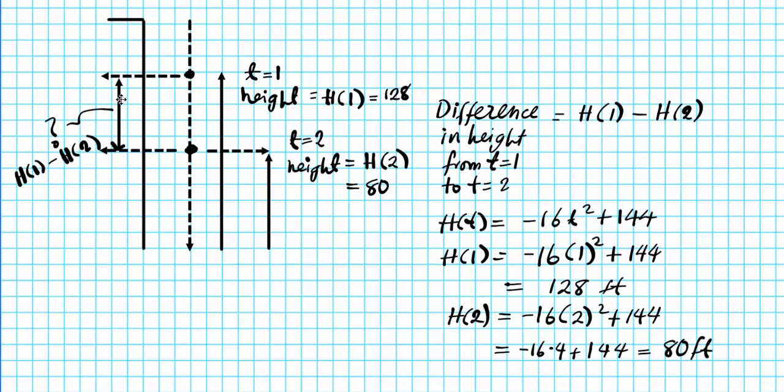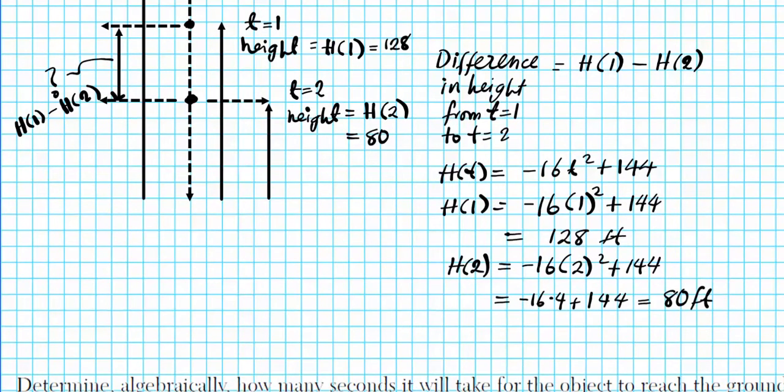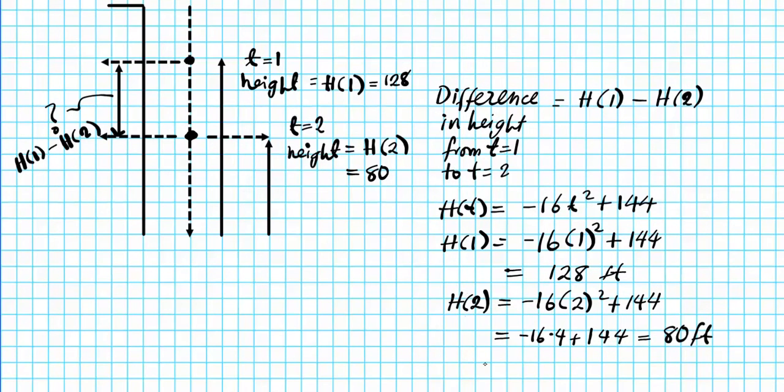Now, can you see how much distance it traveled from t equals 1 to t equals 2? It's simply 128 minus 80, right? So hopefully that makes sense. So let's go ahead and write that down. So we're going to do h of 1 minus h of 2 is equal to 128 minus 80, which is equal to 48 feet.